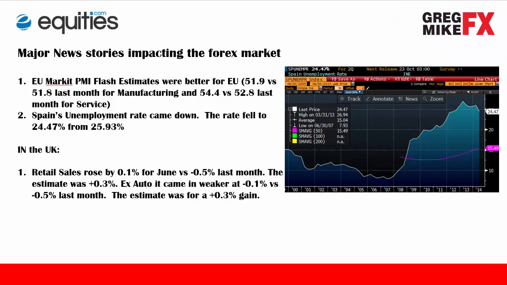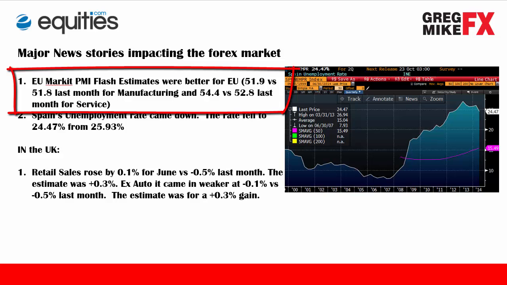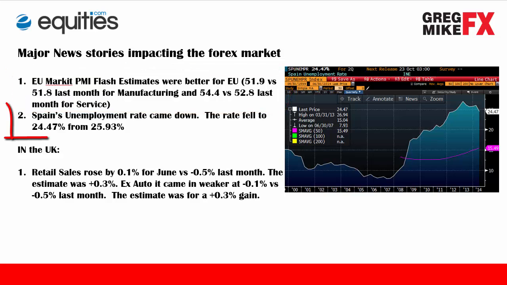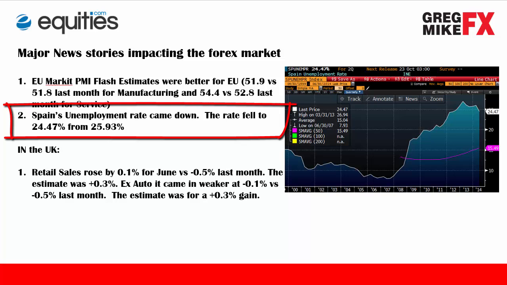Today we had data come out of the EU, we had data come out of the UK, and that data was diverging. Let's take a look at the euro data first. The EU market PMI flash estimates were better for the EU today. The manufacturing index came in at 51.9 versus 51.8. The service index was much better at 54.4 versus 52.8. In Spain, we saw the unemployment rate come down.